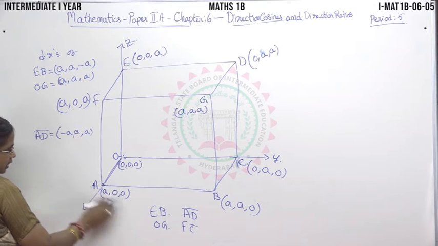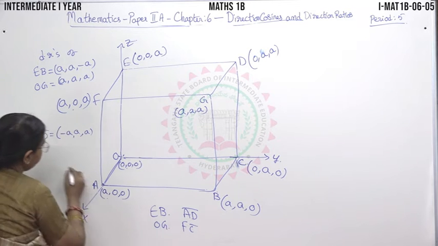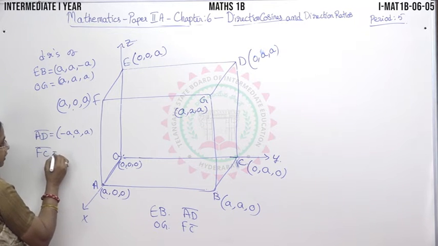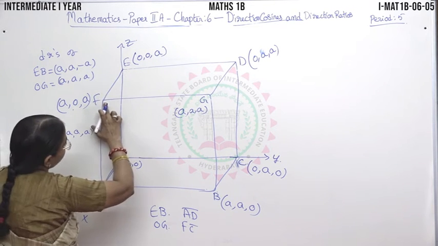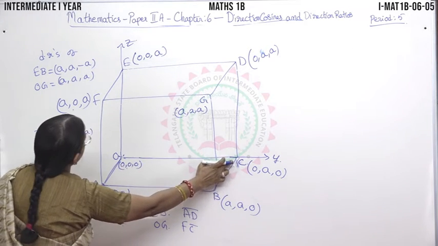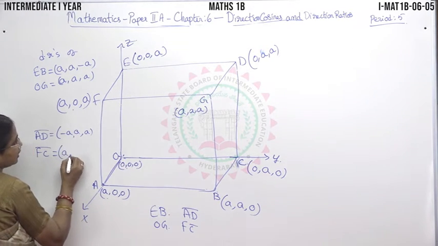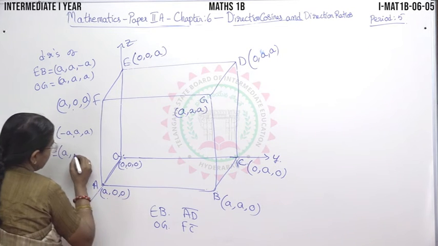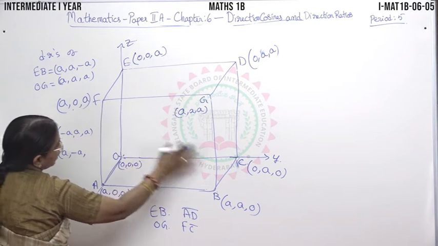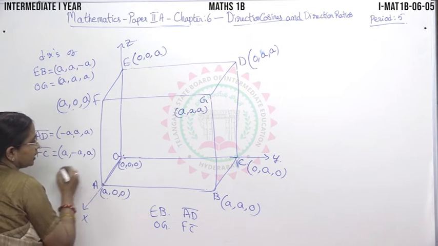So next, direction ratios of FC. So this is F and C. C is here. So it will be a minus 0, that is a, and then 0 minus a, and then a minus 0, that is a, like this.